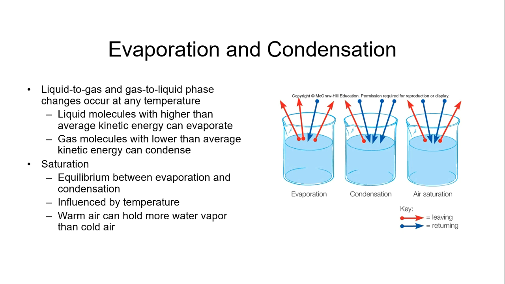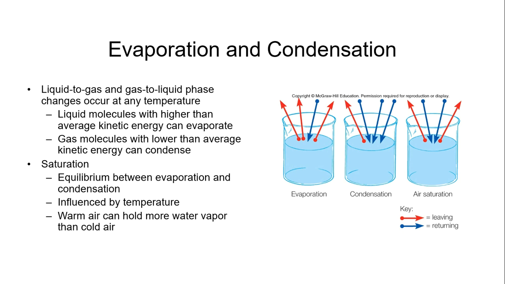Now, when we talk about humidity of the atmosphere, we look at a comparison of evaporation and condensation. Evaporation is the change from liquid to gas, and condensation is the change from gas to liquid. Now, we're always told that the evaporation point is at 100 degrees Celsius, 212 degrees Fahrenheit. But really, this liquid to gas, gas to liquid phase change can occur at any temperature.